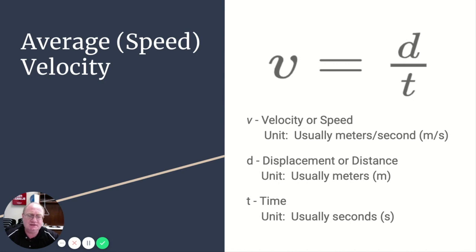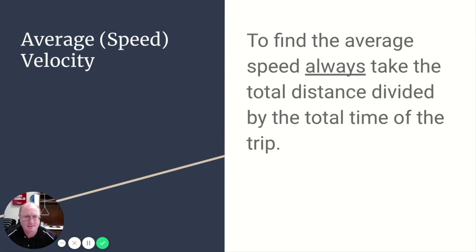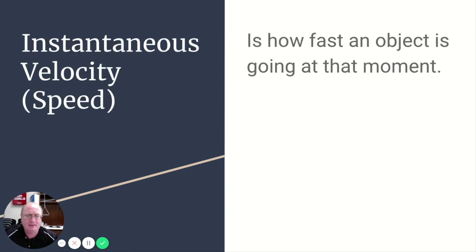So for us, our normal unit for velocity is going to be meters per second. Distance in meters, times in seconds, if we're keeping to the standard SI unit system. So always take that total distance divided by total time.